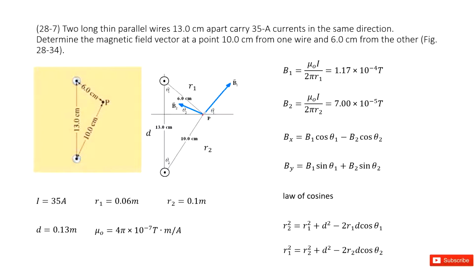So now let's see what quantities are given. The current on these two wires is given, and the distances from the wires to the point P are given as R1 and R2. The distance between these two wires is given as D, right? And then the constant mu naught is given. So we can consider this is theta naught, theta 1, this is theta 2. Now we need to find the magnetic fields at the point P, right?